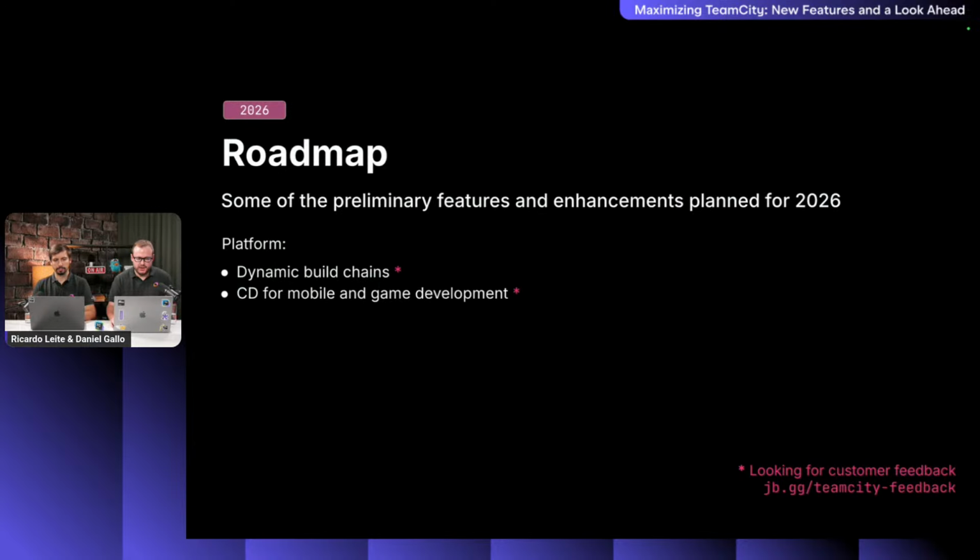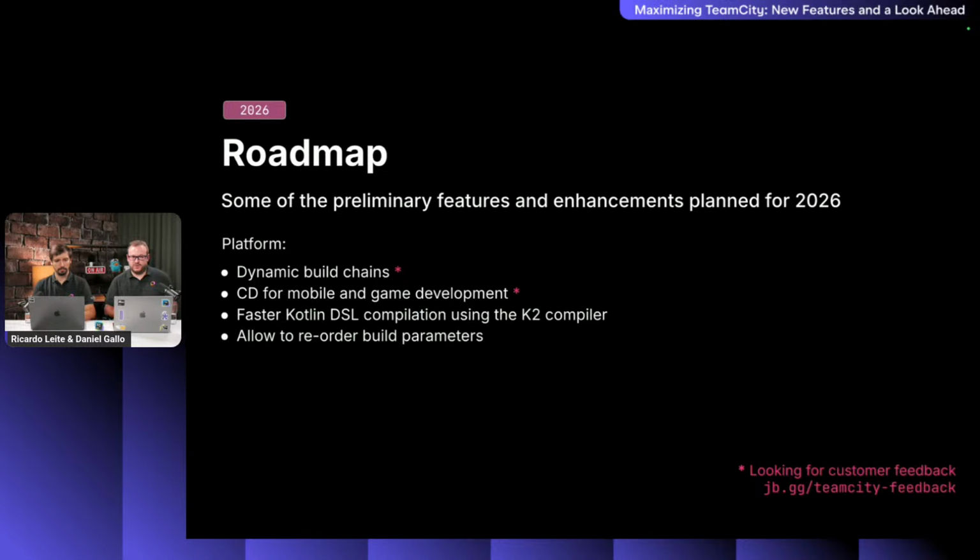We're also considering continuous deployment for mobile and game development. So again, if you have interest there, please reach out to us. There'll be faster Kotlin DSL compilation using the K2 compiler, and the ability to reorder build parameters. Some of these are quite minor, some of them are quite major.